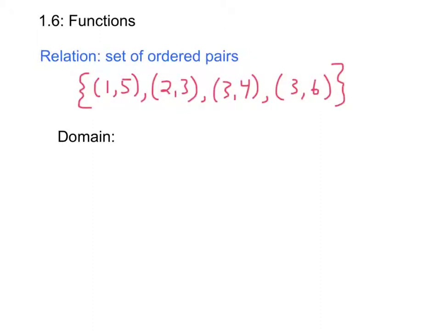Now the domain includes the set of all the x coordinates. So if we look at these ordered pairs, the different x coordinates are 1, 2, 3, and then 3 again. When we write a set down, we don't need to repeat a number because it's just a collection of objects. So it's just the 1, the 2, and the 3.